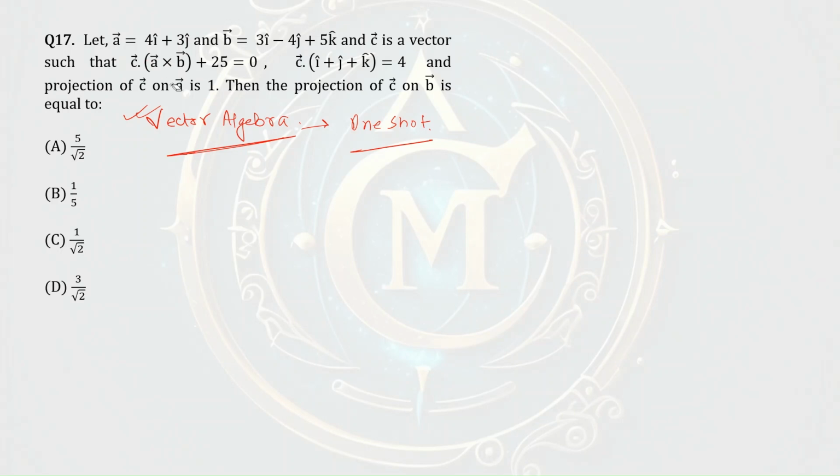So this is a question on vector equations. Here the unknown vector that is to be determined is C, and A and B are given vectors, and C is a vector such that C dot A cross B is minus 25, and C dot this vector is 4, and projection of C on A is 1. So we can assume this unknown vector C like a general vector, that is x i cap plus y j cap plus z times k cap, or equivalently we can write this in this notation x, y, z.